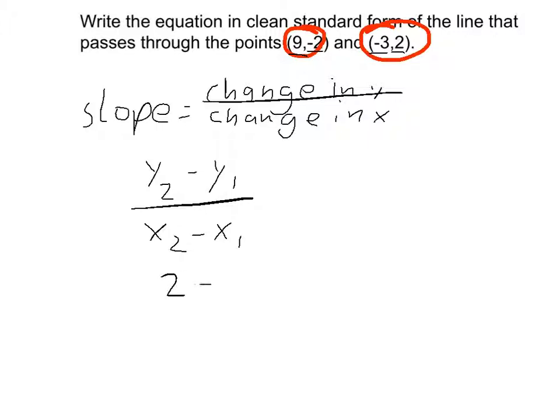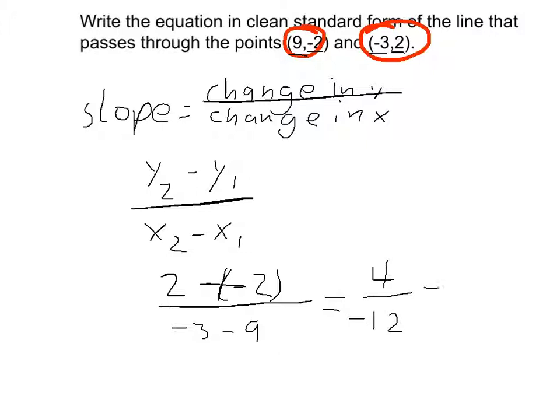So we have 2 minus -2 over -3 minus 9. So 2 minus -2 is the same as 2 plus 2. So that's going to give us 4. And then -3 minus 9 is equal to -12. So this is our slope, but we can reduce that more to -1 over 3. So that's our slope. Now we have a slope, and we have 2 points, so we're going to write an equation in point-slope form.